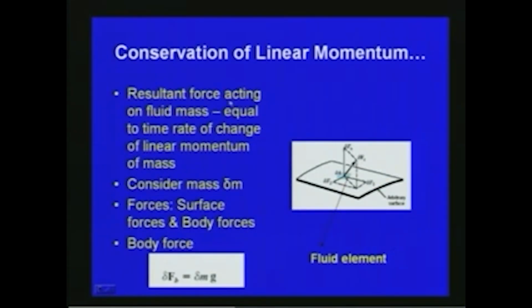Now if you consider the resultant force acting on a fluid mass, as in this slide, we consider a fluid element of a small area delta A with respect to the x, y, z axes. The forces acting can be put as delta Fs, split into delta F1 and delta F2, and then delta Fn with respect to the normal, on the arbitrary surface which you are considering. The resultant force acting on the fluid mass is equal to the time rate of change of linear momentum of the mass.